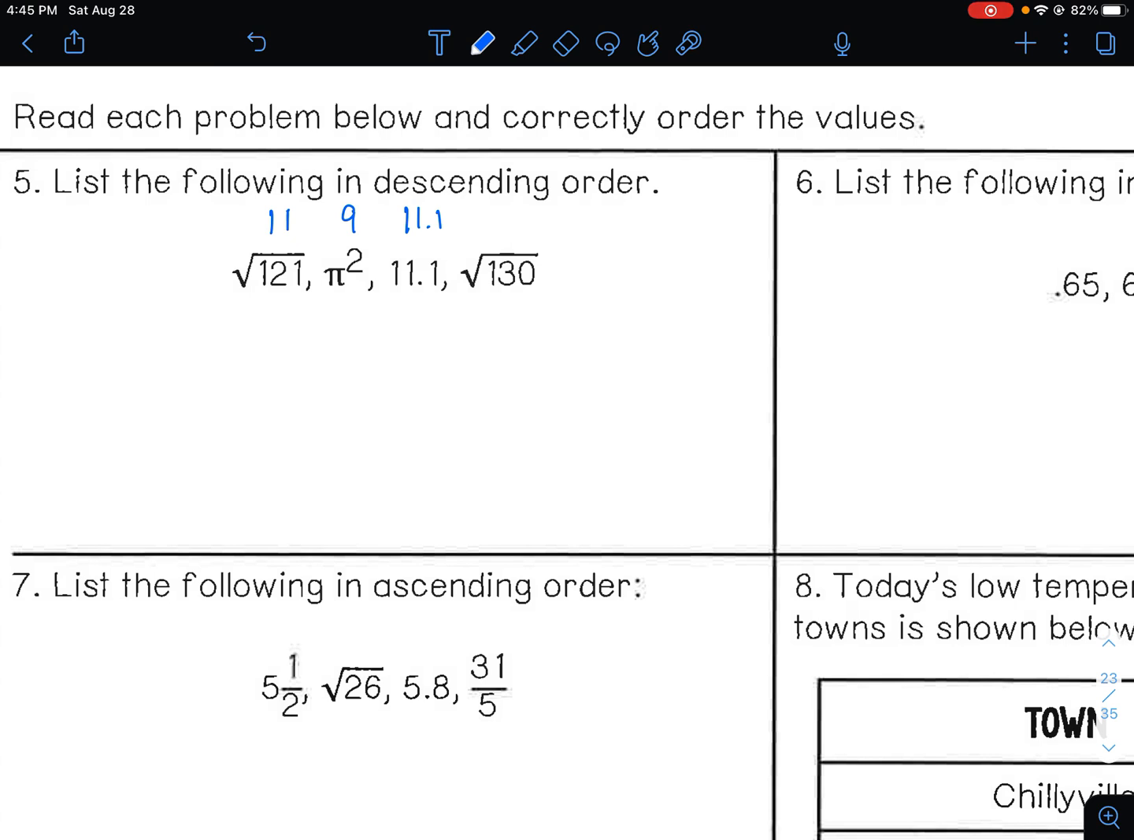11 times 11 is 121. 12 times 12 is 144, so that's 11, and that's 12. 130 is probably in the middle of these two, so maybe it's 11.5. Good enough. I think we can list it in descending order. Descending means going down from largest to smallest. Largest is 11.5, followed by 11.1, followed by 11, followed by 9.